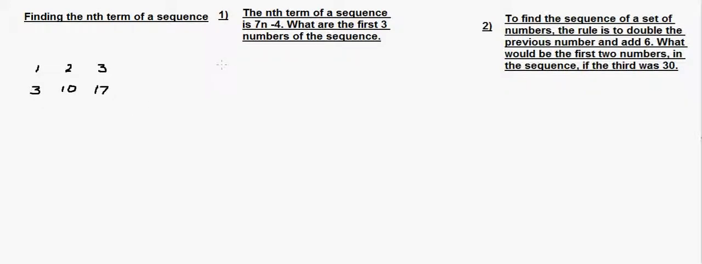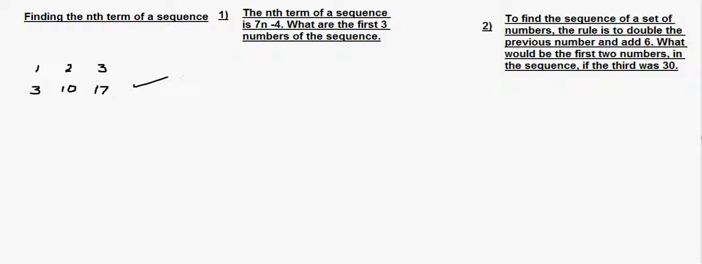Now we can check this because 7n tells us that there's a constant difference of 7. So from 3 to 10 is 7, and from 10 to 17 is 7. So I know that that's right. So if they give you the nth term, all you've got to do is substitute in the values and you've got the answer. Okay, so it's really quite simple.